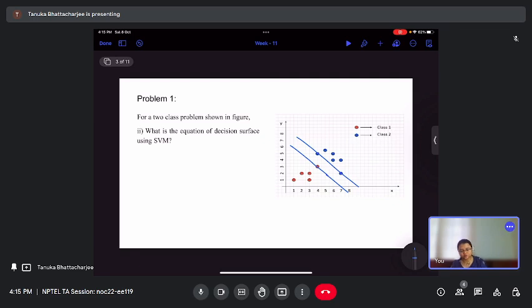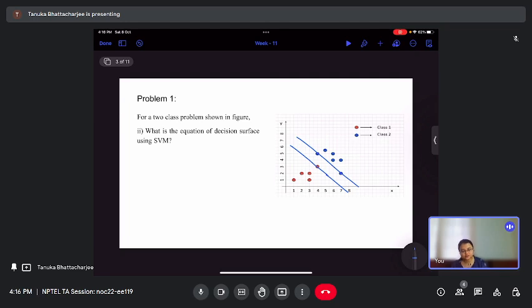So, for determining the equation of that particular decision surface, let us first write the equation of these two boundaries. Then we can simply say that the line which is equidistant from these two, the perpendicular bisector of the distance between these two straight lines, will be the decision surface.